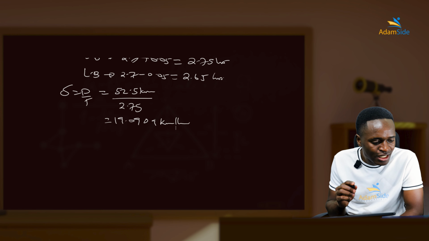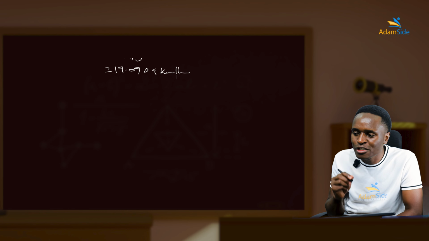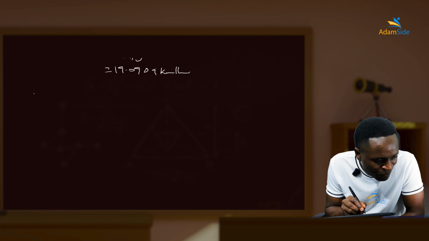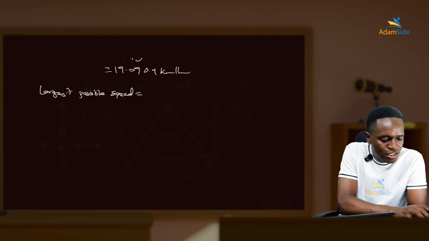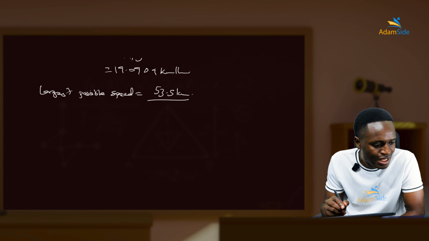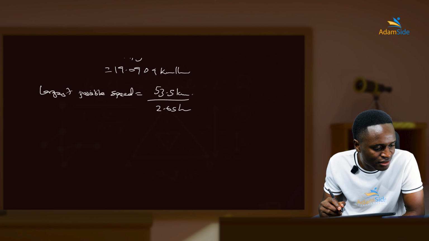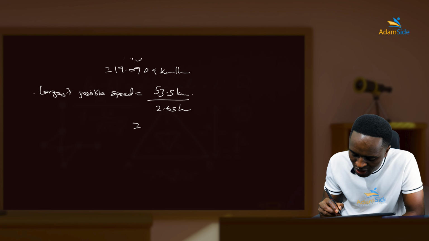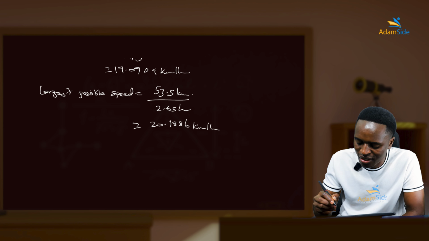And then to find the largest possible speed, you need to use the largest possible distance and the smallest possible time. So we have 53.5, which is the largest distance, and the smallest possible time. You divide that, you get 20.1886 kilometers per hour. Yeah, that's the scenario.